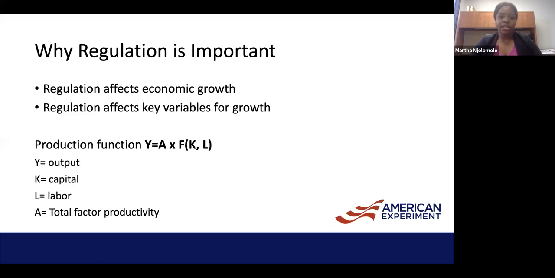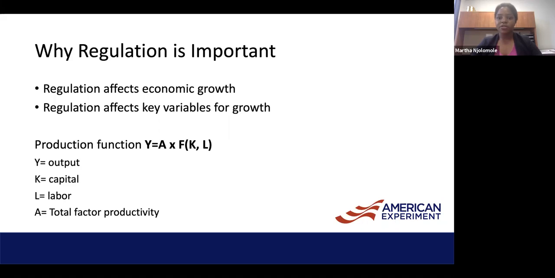The key way that regulation affects economic growth is through affecting the key variables for growth. As you can see here, I have the production function, which basically equates output as a function of capital and labor. And the A there is for our total factor productivity, which basically measures how efficiently we're using our capital and labor. So basically, regulation affects either A, which is total factor productivity, or capital or labor.